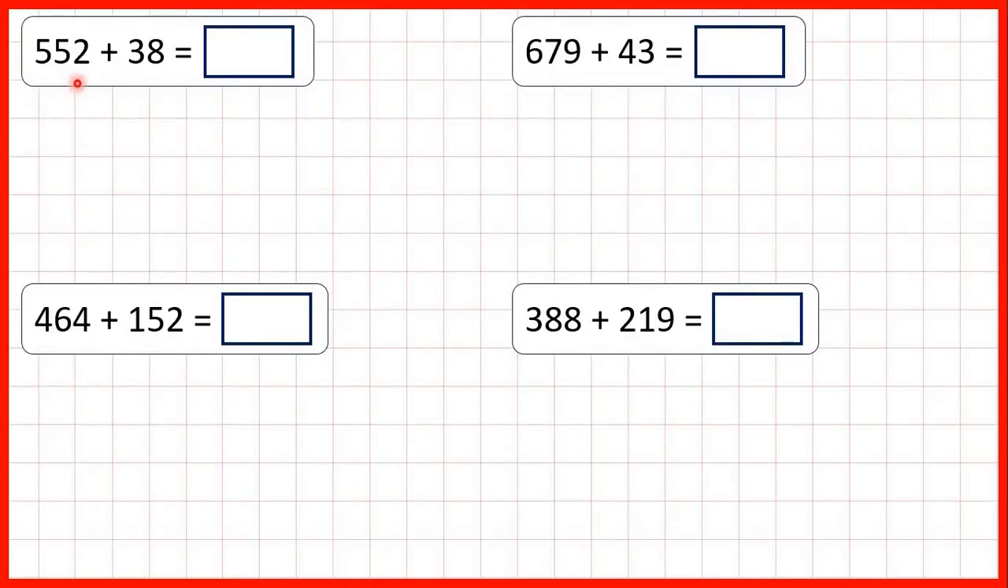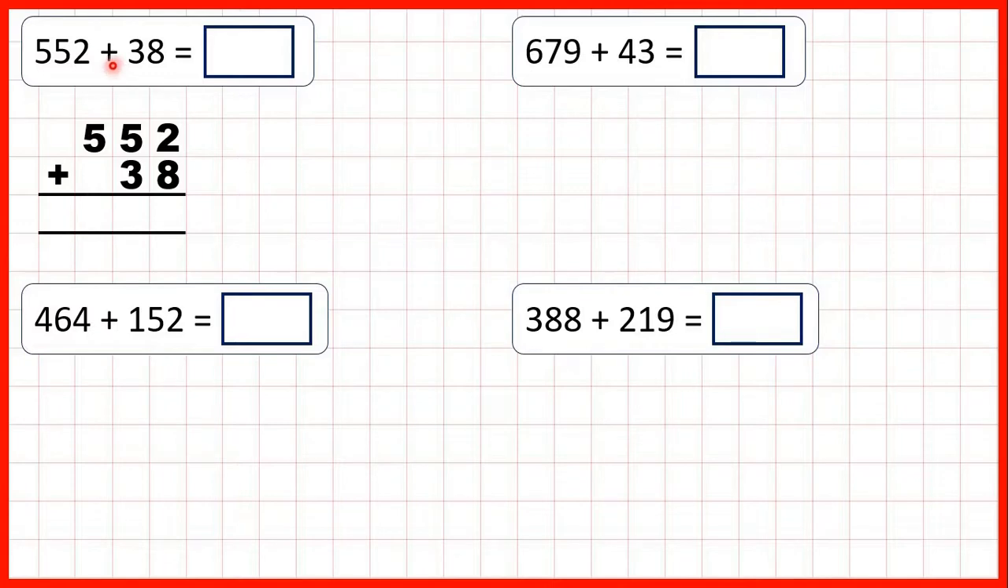Now we need to add using column addition. First, we have 552 plus 38. So we set the question out like this, with our digits lined up on the right hand side. Because remember, we count place values from the right, so if we've lined the digits up on the right, then our ones, tens and hundreds columns will be lined up as well.